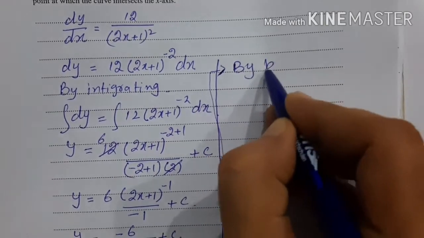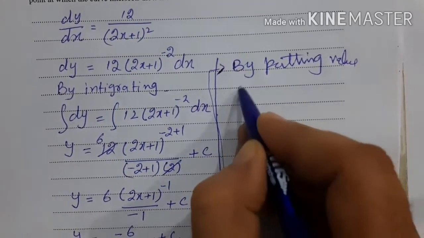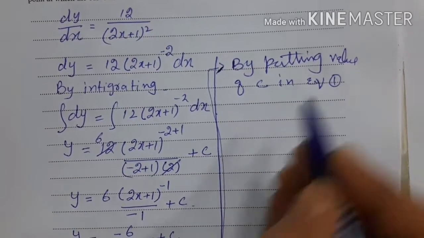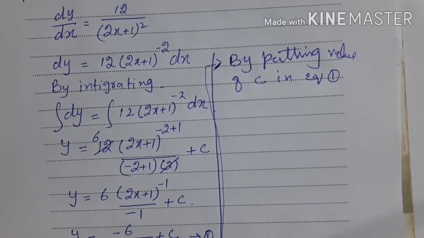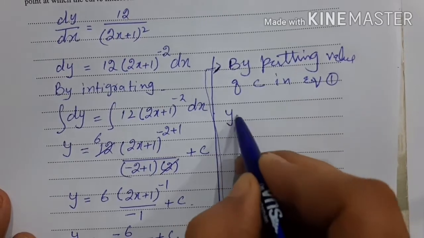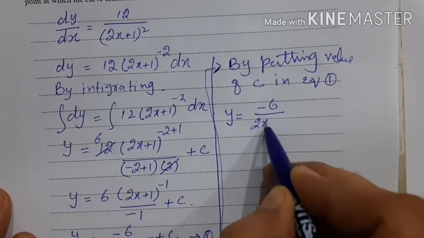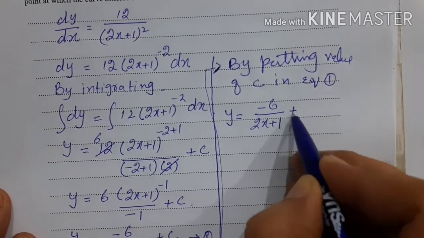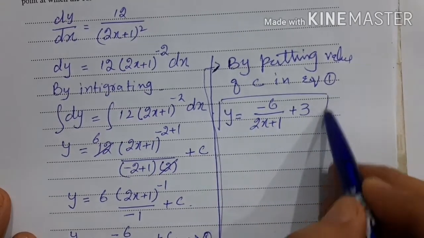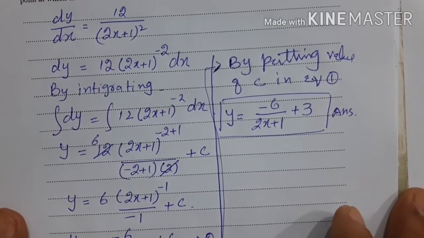By putting the value of c in equation 1, this is equation 1, this one. So the final equation of the curve will be y is equal to minus 6 over (2x plus 1), plus c, which is 3, plus 3. This is the equation of the curve. This is our first answer.